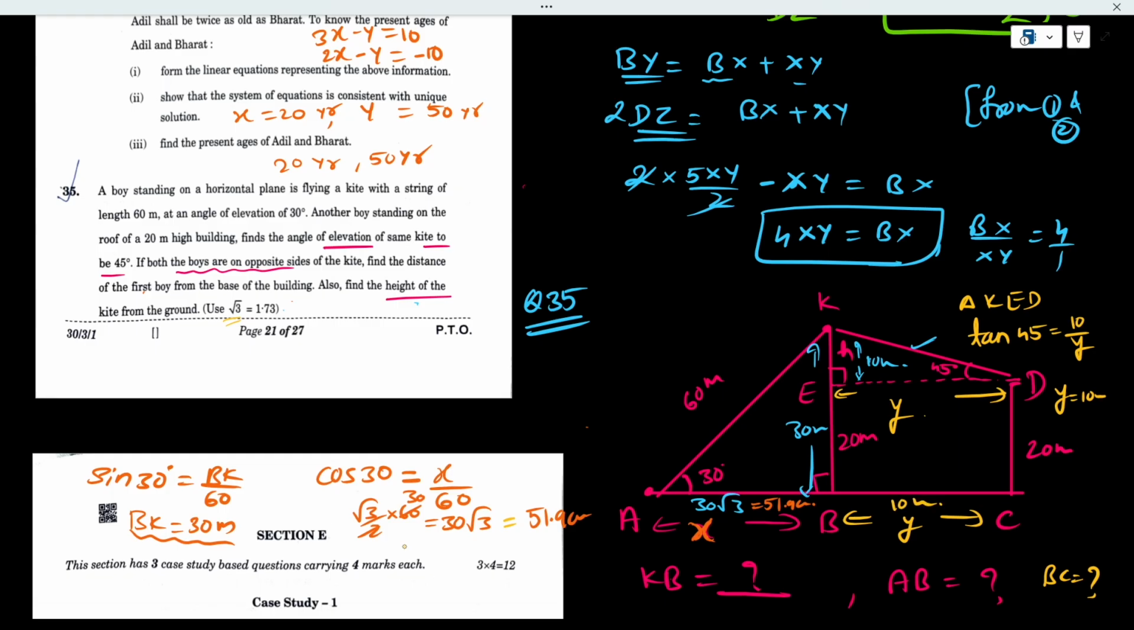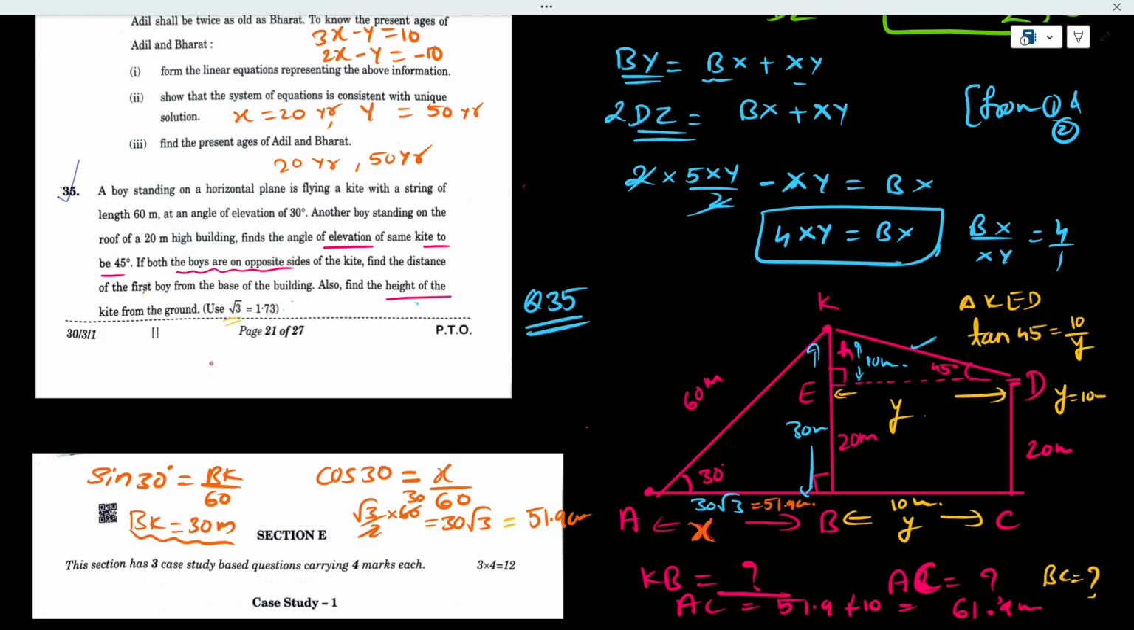So what is the distance of the boy from the base of the building? It is going to be this total distance here. If I take the distance from the building, it is going to be AC, right? This is AC, not AB. So the total distance AC will be equal to 51.9 plus 10 meter. That is going to be 61.9 meter, right? So we got the answer here.